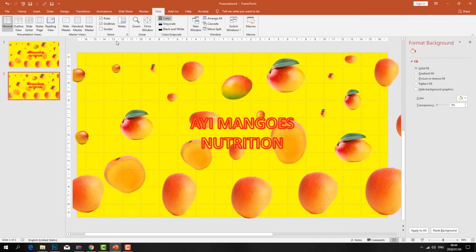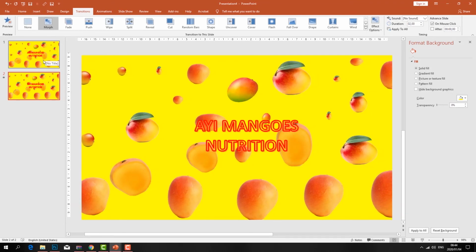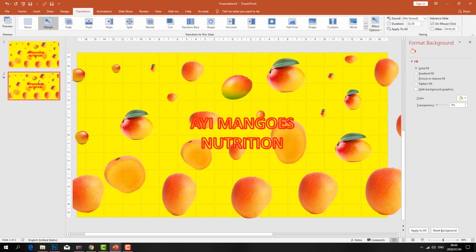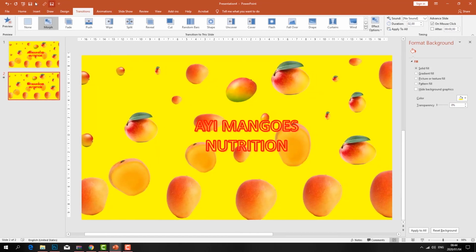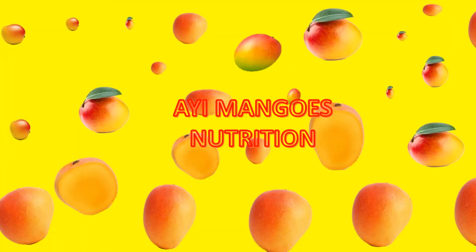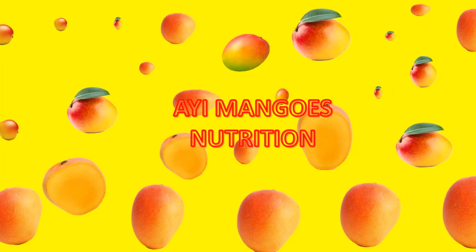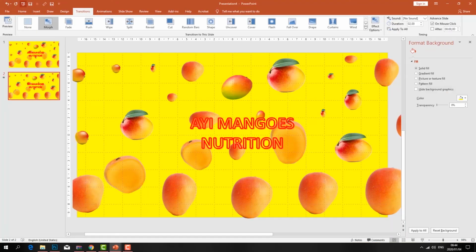I'm going to choose my transition first. I can use Morph on the first one, and then I'll go to the second one, apply Morph, and then test. Now this is how it works. My mango will pass.